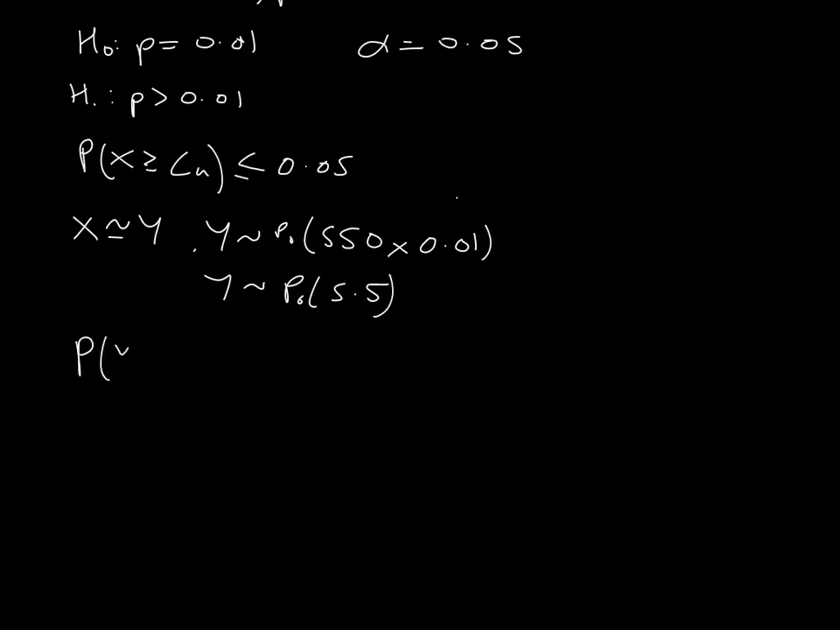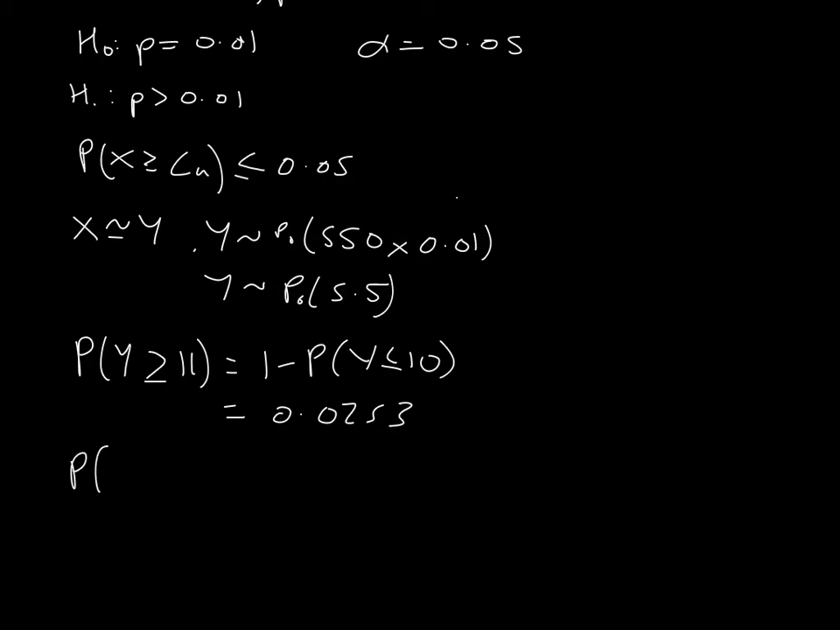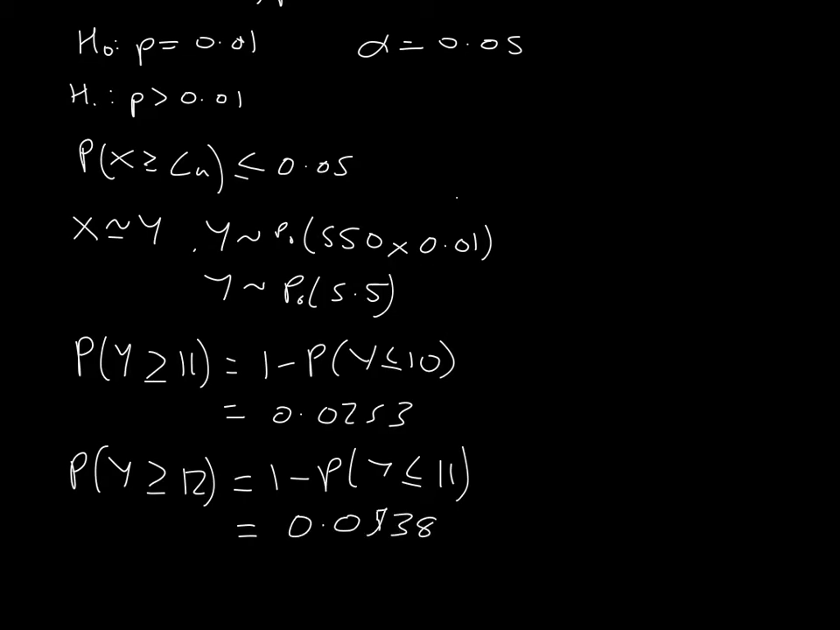the probability of y greater than or equal to 11 is 1 minus the probability of y less than or equal to 10, which gives us a probability of 0.0253. So that's obviously below the 5% significance level. The next one above that is the probability that y is greater than or equal to 12, which is 1 minus the probability of y less than or equal to 11, which gives us a probability of 0.0538. So we've demonstrated the two values either side of the significance level. This is the one that's below, so this is the one that we want to use.